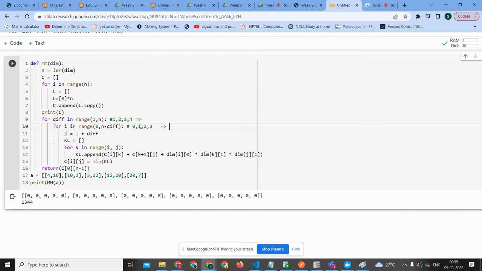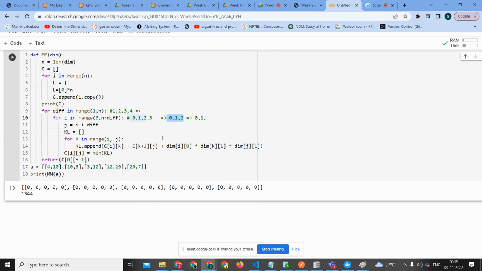So what will be the second iteration? We'll start from 0 and 1, 2. See, 5 minus the difference. For the second iteration, difference will be 2, right? So n is 5, 5 minus 2, which is 3. So that is what is happening, 0 to 3. Did you guys, Oman, were you able to follow this?